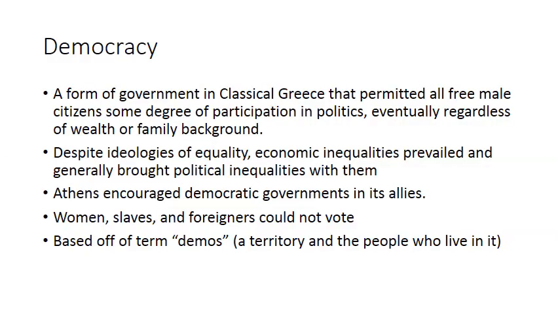Democracy. Democracy is a form of government that we first see start to arise in classical Greece that permitted all free male citizens some degree of participation in politics. Eventually, it did evolve to the point where it didn't matter how wealthy you were or what your family background was. At the very beginning, you had to have so much wealth or land, or you had to be considered almost kind of like a Greek noble type background. Eventually, this goes away, and each time Athens' democracy evolves a little bit more.